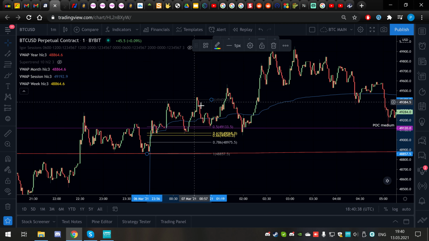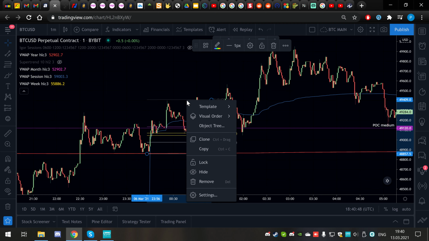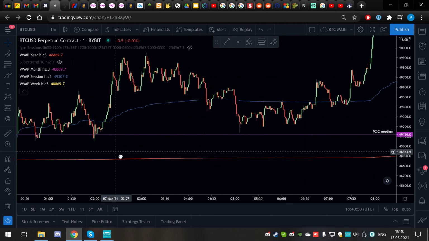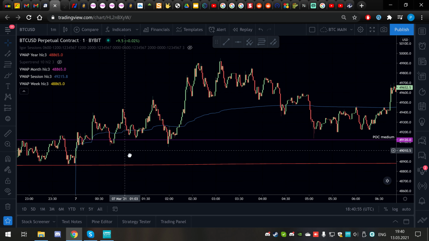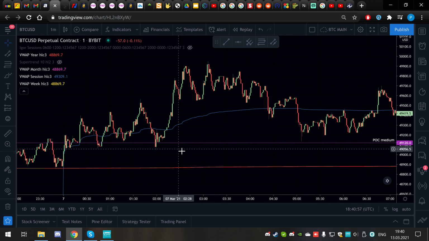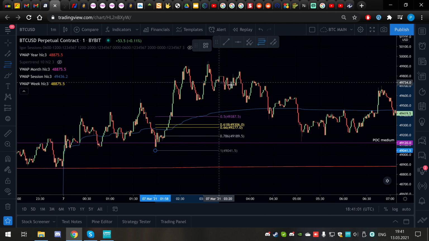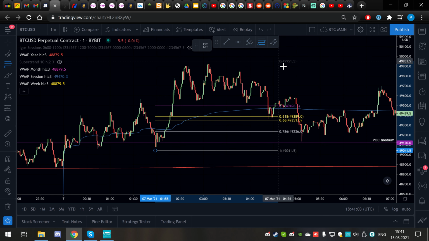This was your entry, take profit here, stop loss here, or you just wait for a bigger movement. Your stop loss is safe. And now we have a bigger move. You can pull Fibs here and here.